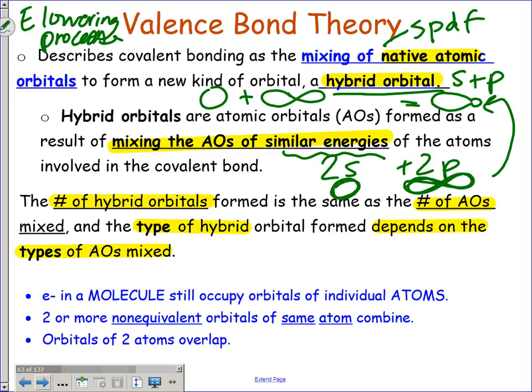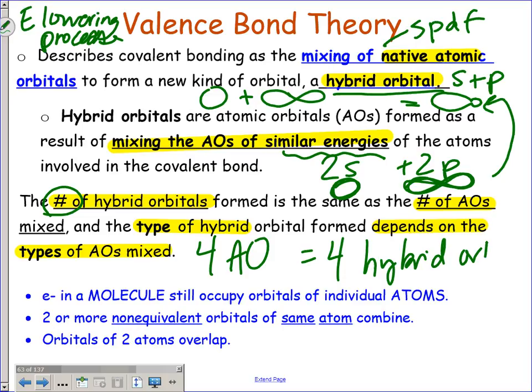Okay, so another fact is the number of orbitals that you form is exactly the same as the number of orbitals you started with. There's no, oh, I blend and I make 1. If I have 4 atomic orbitals that come together, I'm making 4 hybrid orbitals because I still need 4 places for overlapping to occur. I can't just mesh them together. So don't think hybrid means that they come all together as 1.